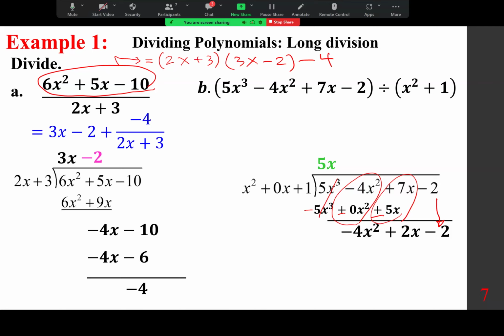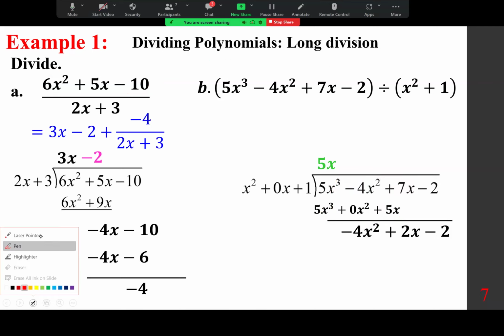What happens next? Let me clean up again. Now we are going to divide the first term, minus 4x squared, by the first term, x squared. And we get minus 4. We are going to multiply the negative 4 by the divisor. We get minus 4x squared minus 4.